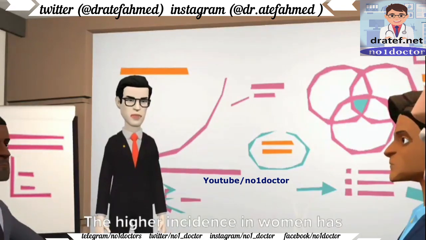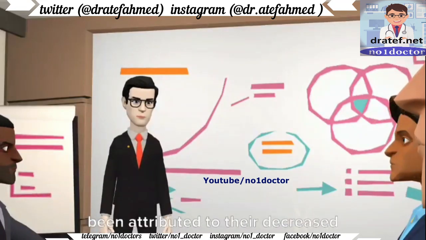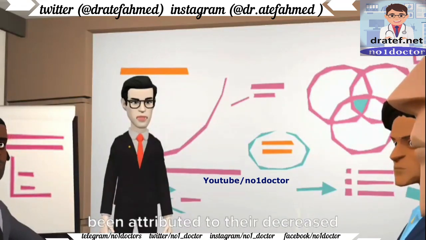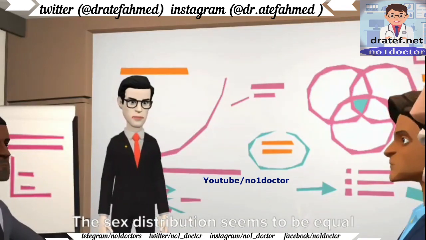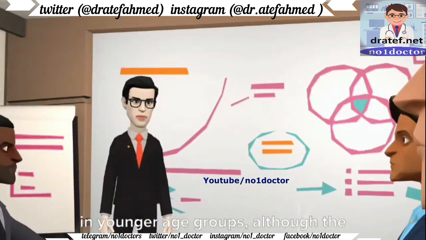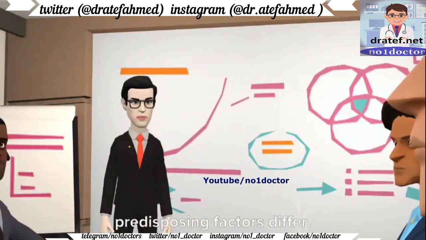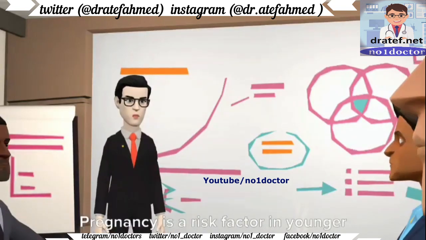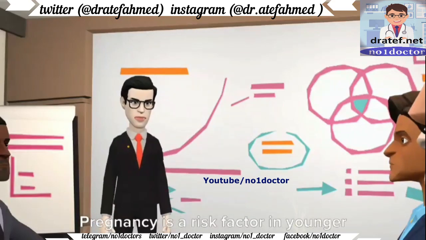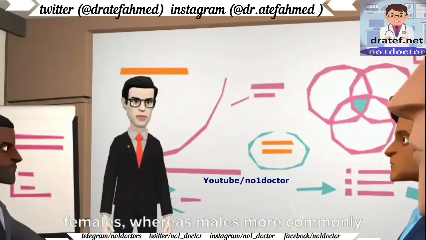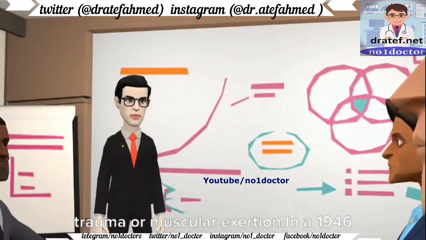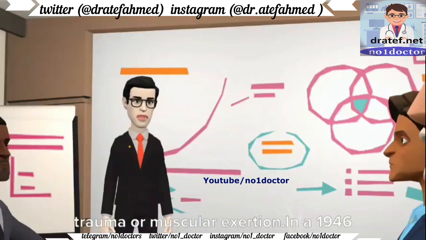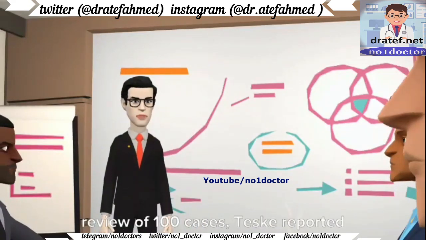Rectus sheath hematoma is 2-3 times more common in females than in males. The higher incidence in women has been attributed to their decreased muscle mass. The sex distribution seems to be equal in younger age groups, although the predisposing factors differ. Pregnancy is a risk factor in younger females, whereas males more commonly develop rectus sheath hematoma after trauma or muscular exertion.